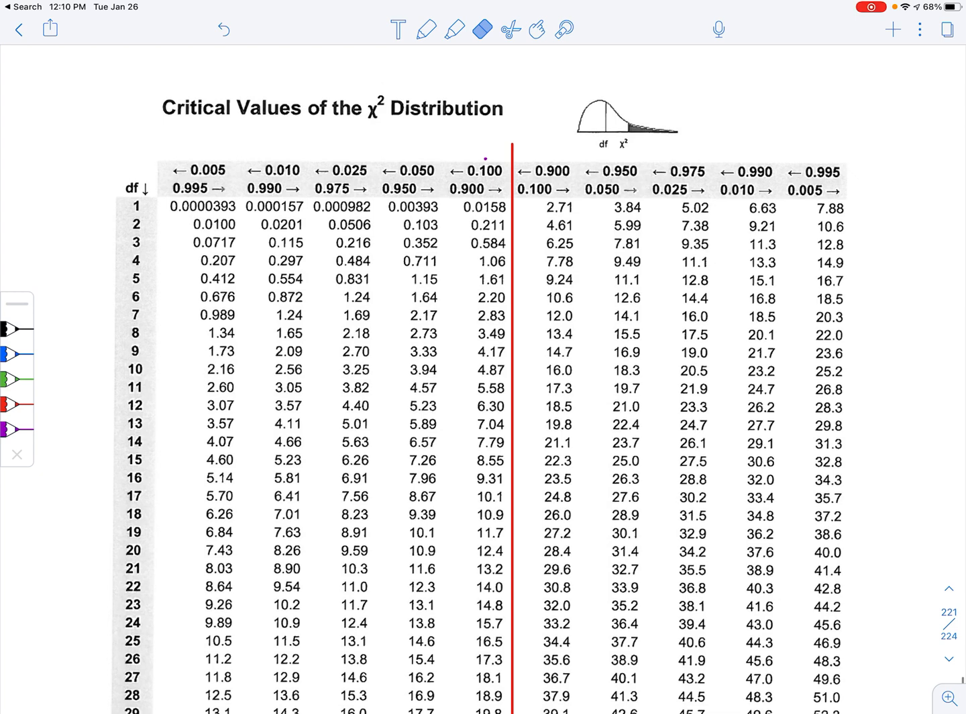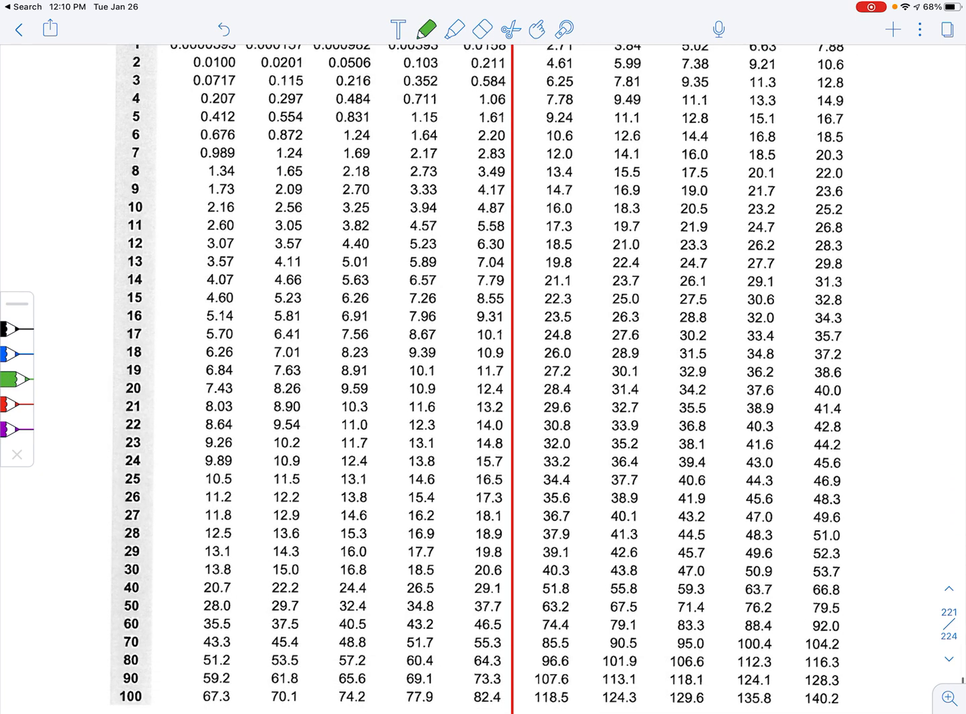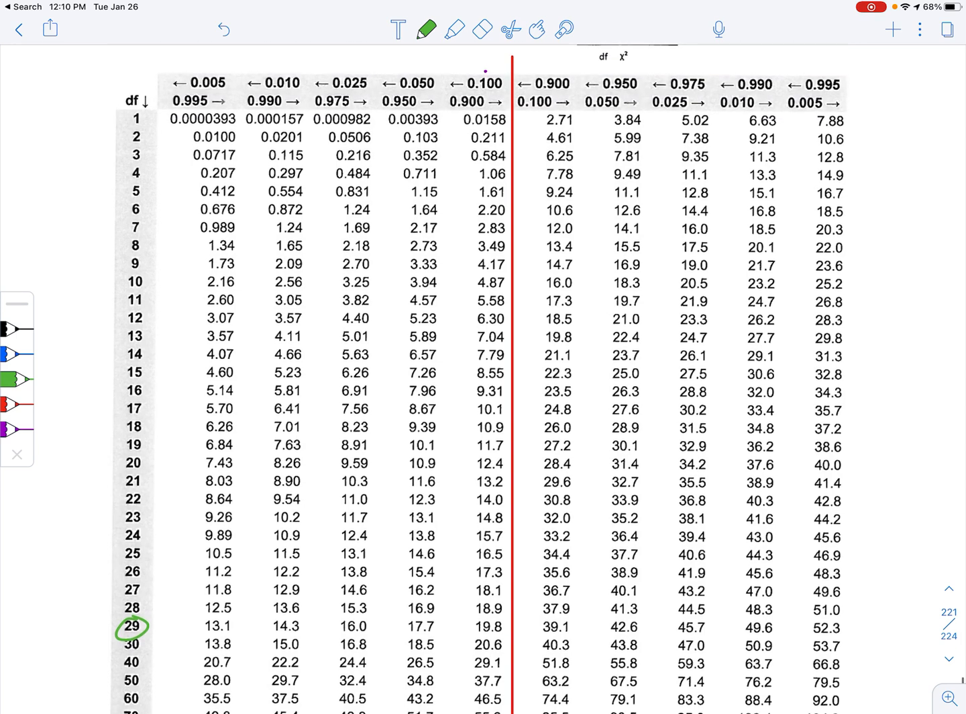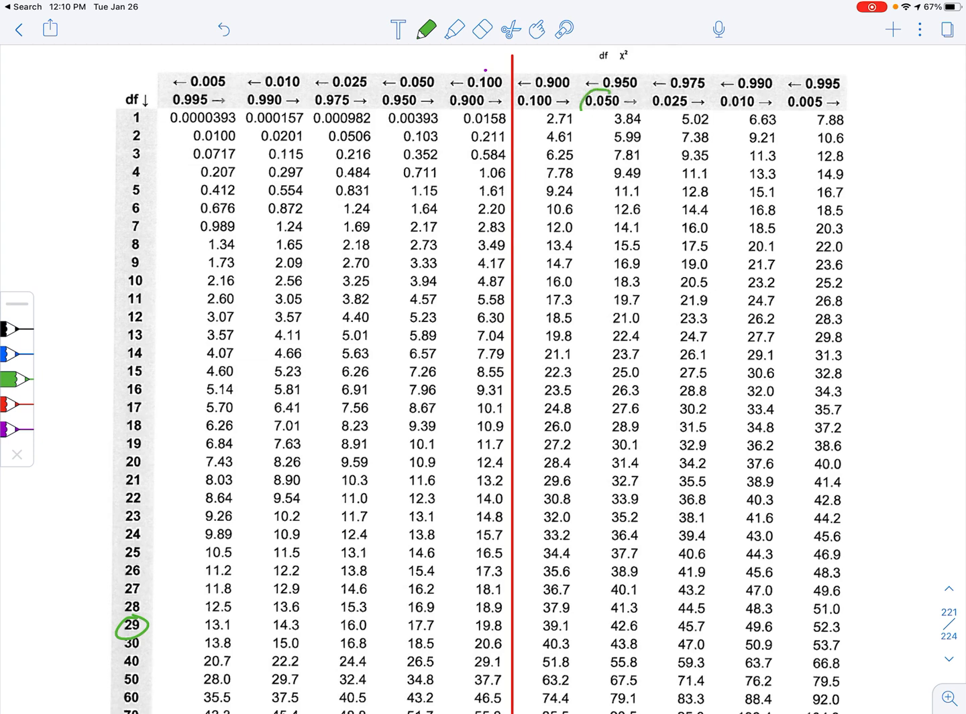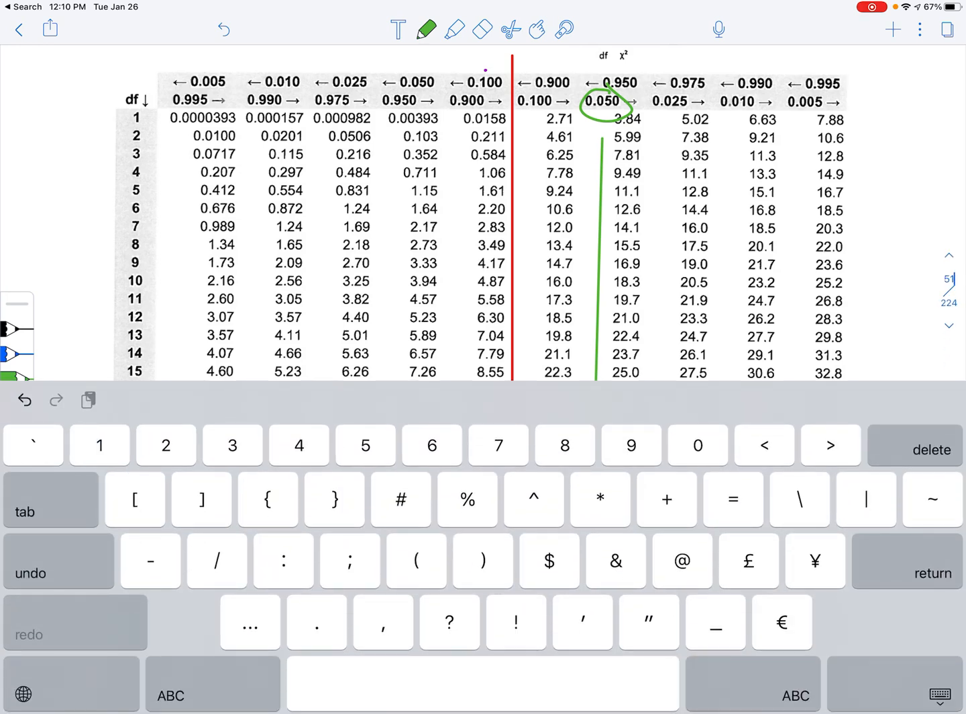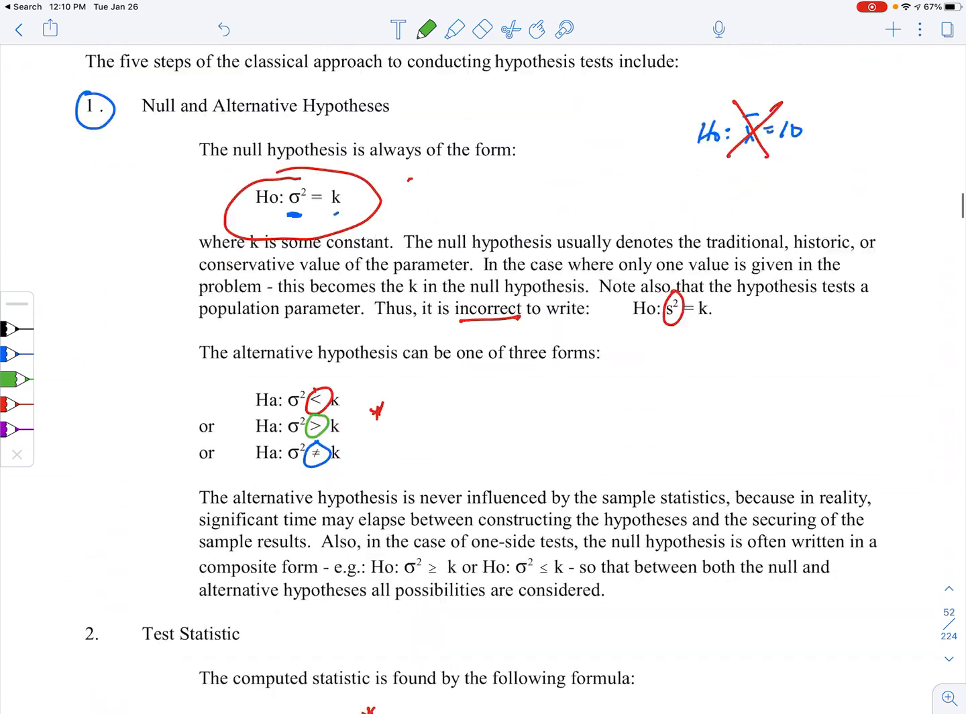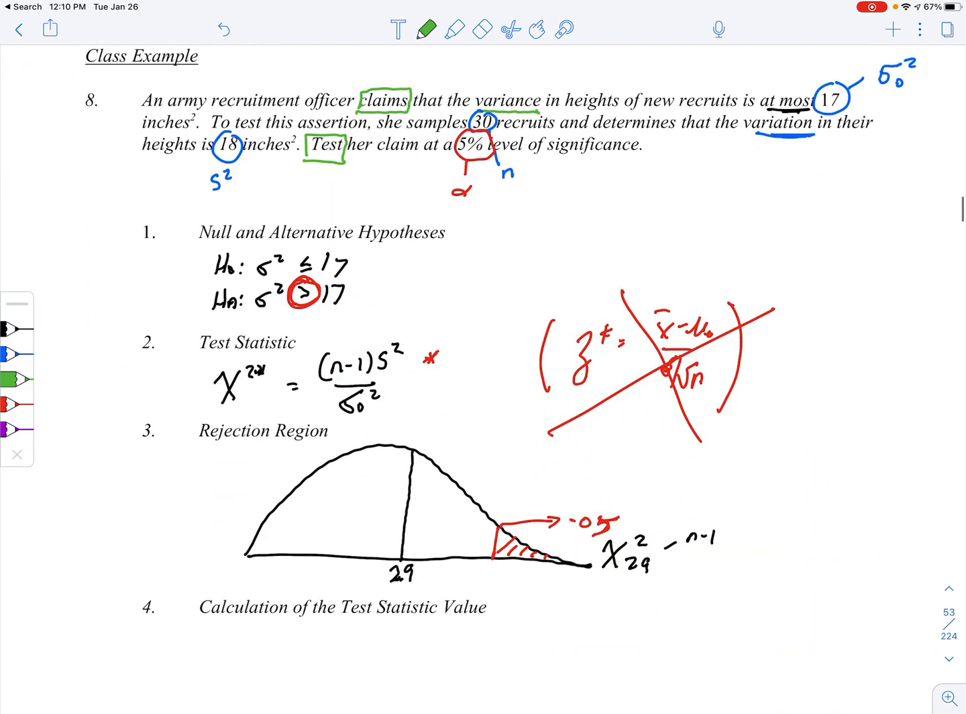Okay, so we've got 29 degrees of freedom. So here is 29 degrees of freedom. And then we're talking about the upper tail. So that would be the upper 5%. Here's 5% in the upper tail. And so that comes down to, let's see, is it 42.6? That's the guy right there. 42.6 is in the 29 degrees of freedom row. So that's your critical value. Let's go back there. So this is 42.6.